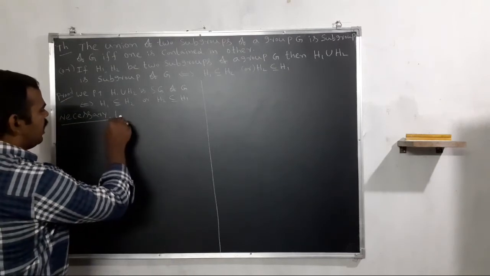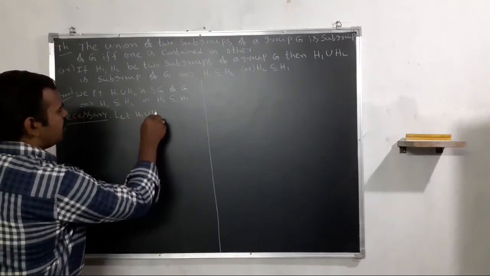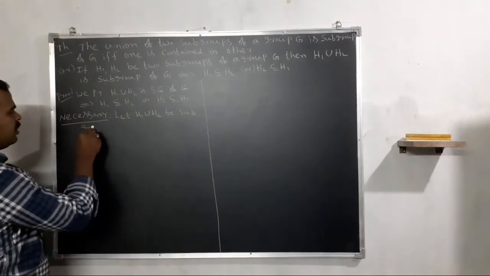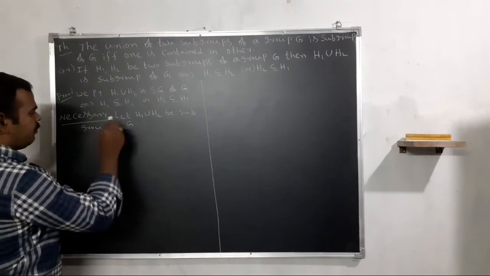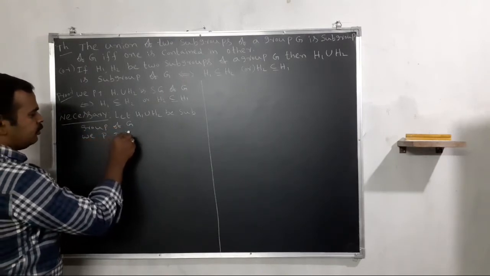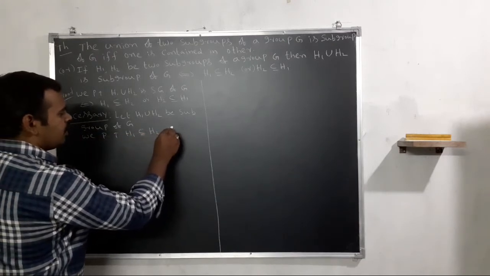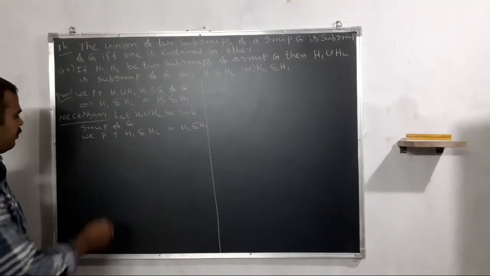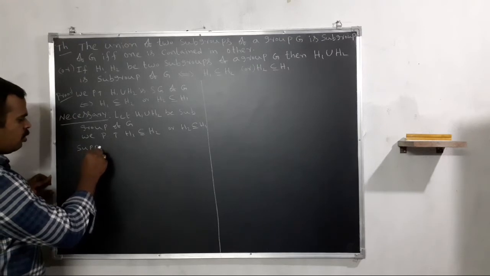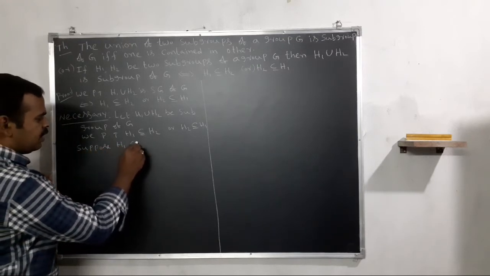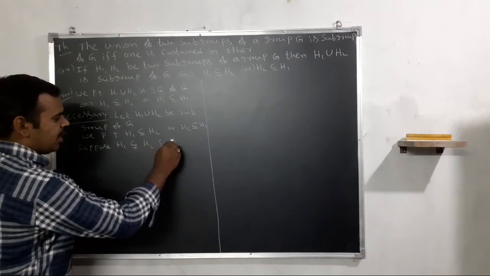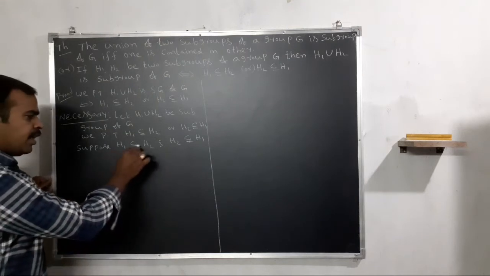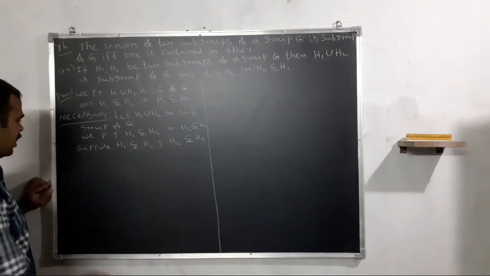In the necessary condition, let H1 union H2 be a subgroup of G. We prove that H1 is contained in H2 or H2 is contained in H1. Here we use the contradiction process. That is, suppose H1 is not contained in H2 and H2 is not contained in H1.